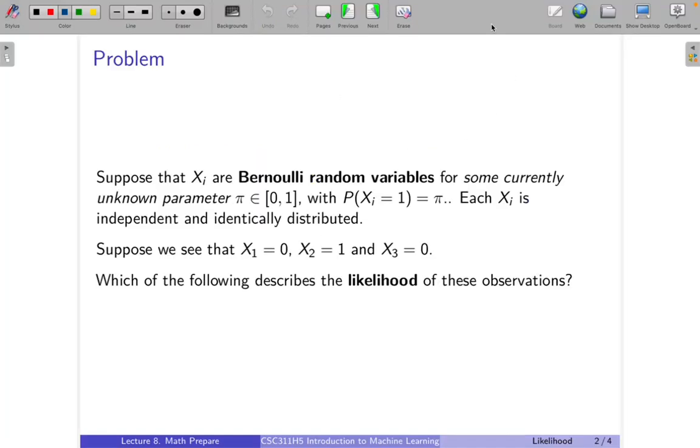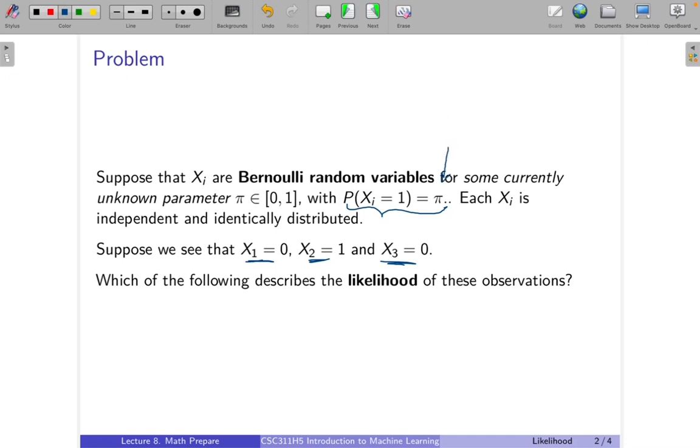This video is a quick review of the likelihood function. So here's the setup. Let's say that we've got some xi's, 3 of them actually. They are Bernoulli random variables. They are independent and identically distributed, and each of them has this distribution. So the probability that I get a 1 rather than a 0 is pi.